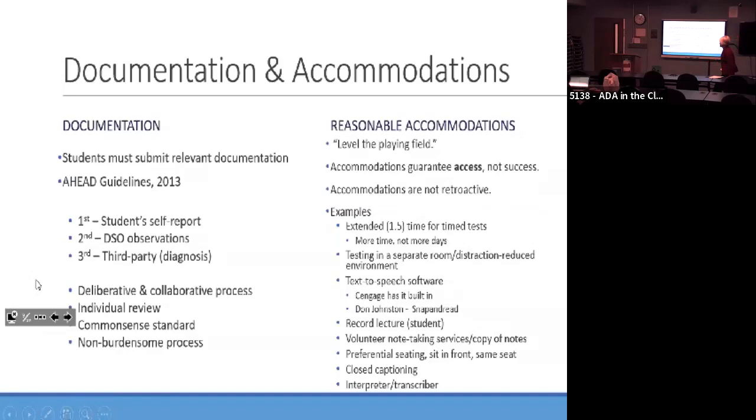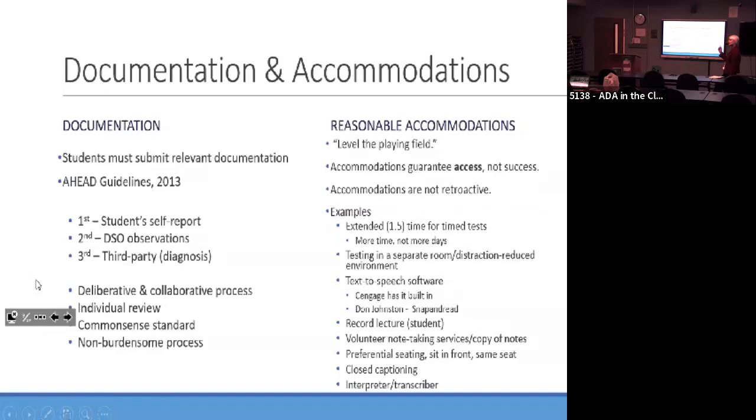Preferential seating, sitting in front, the same seat. Closed captioning. Closed captioning is only required when you have a student who is deaf or hard of hearing in your class, and it will be specifically written on the accommodation form. But again, to me, if you're showing some type of video, whether it's in class or in an LMS, you should have the closed captioning available, because I think it's helpful for students with a learning disability so they can hear it and read it at the same time.